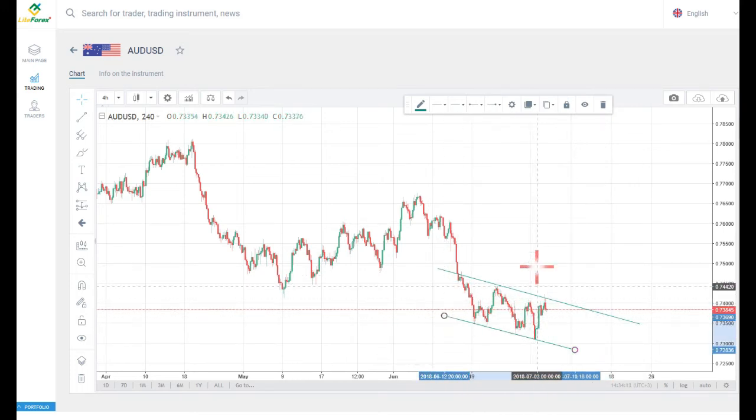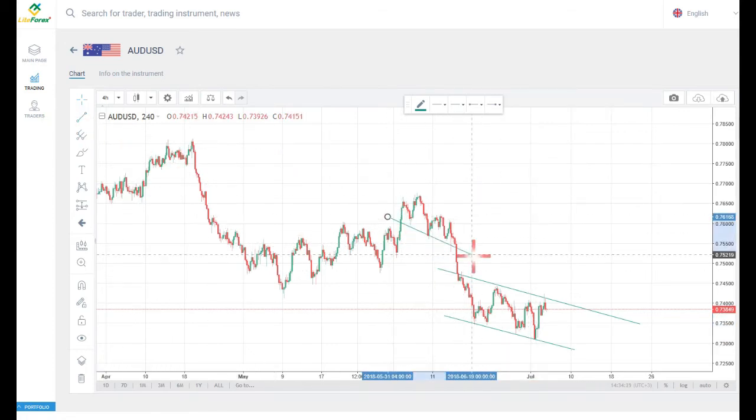Similar to the USDJPY I showed you, the channel was that way. The channel is going down here. So that's the only difference. And we can see a similar pattern here actually before. Look at this breakout here.